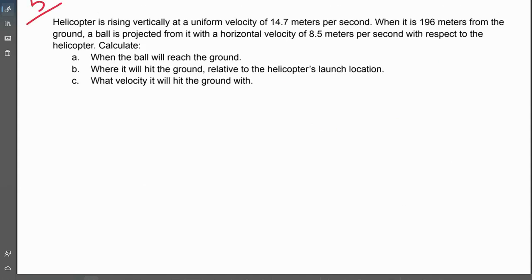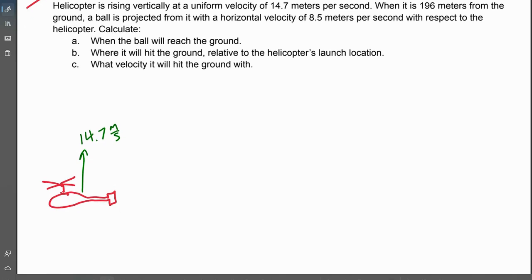All right, moving on. Number 5, a helicopter is rising vertically at a uniform velocity of 14.7 meters per second. Okay, so we've got a little helicopter here, rising at 14.7 meters per second.